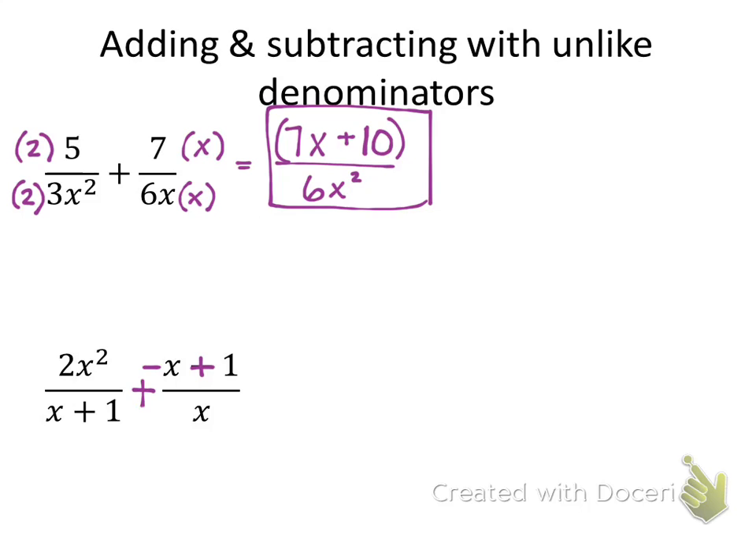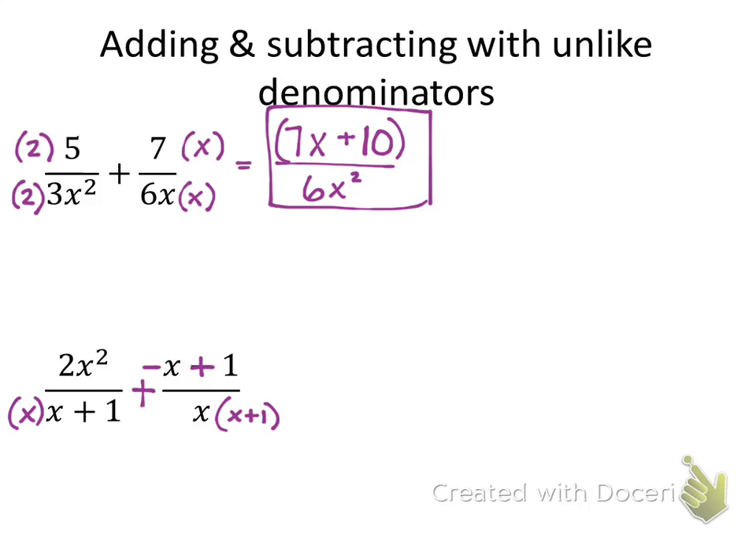So this is all you've got to do. Is everybody listening? Just multiply them by each other. So x plus 1 needs to be multiplied by x. X needs to be multiplied by x plus 1. When there's no good common denominator, you just multiply them by one another.